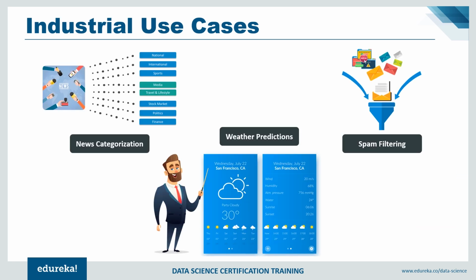Now, if we have a look at the industrial use cases of Naïve Bayes, we have news categorization. The news comes with a lot of tags and it has to be categorized so that the user gets the information he needs in a particular format. Then we have spam filtering, which is one of the major use cases of the Naïve Bayes classifier, as it classifies the email as spam or ham. Finally, we have weather prediction also, as we saw with the example where we predict whether we're going to play or not. That sort of prediction is always there.